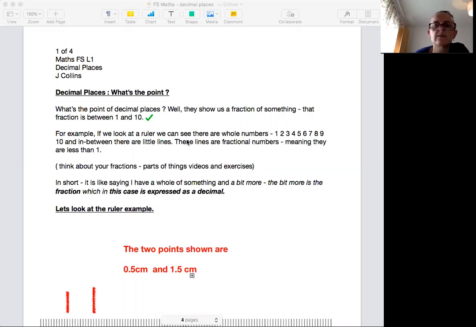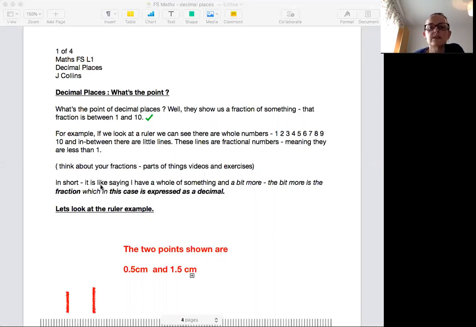We can see there are whole numbers, 1, 2, 3, 4, 5, 6, 7, 8, 9, 10. And in between, there are little lines. These lines are fractional numbers, meaning they are less than 1. So last week or the week before, when we did fractions, we talked about fractions being less than 1, that they were something out of a particular number of a whole. And it says, think about your fraction, parts of videos and exercises.